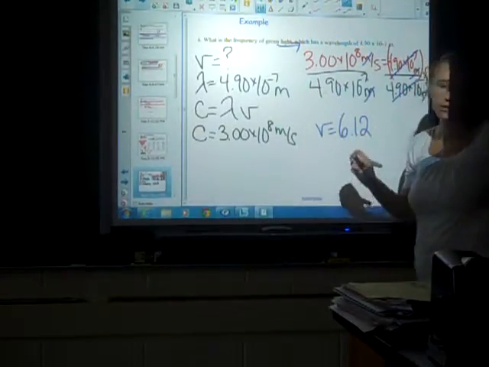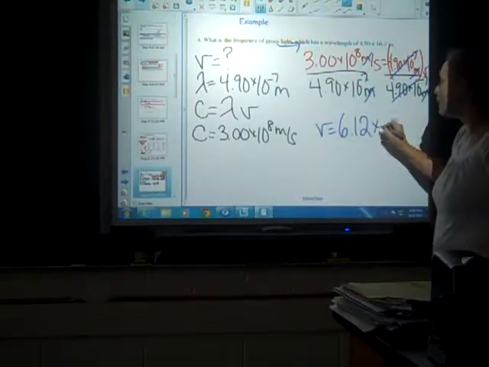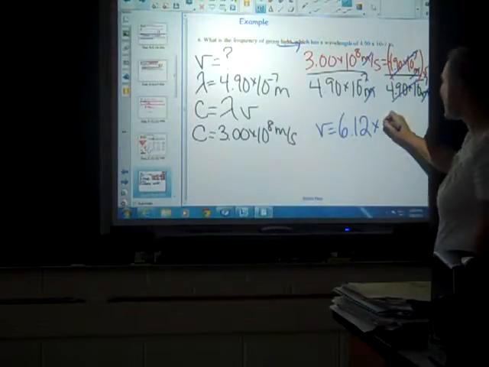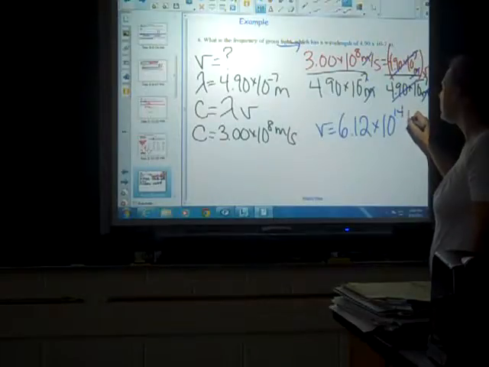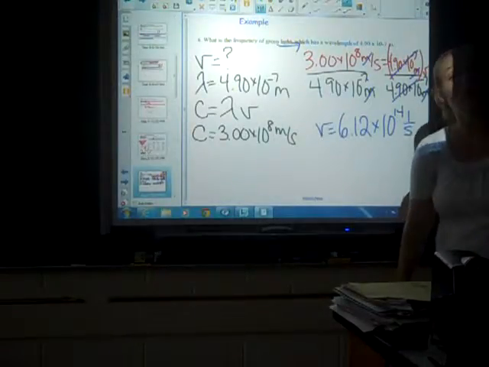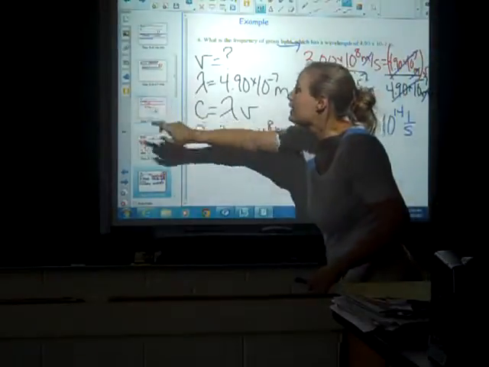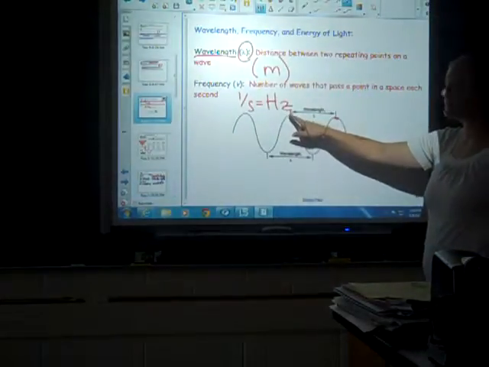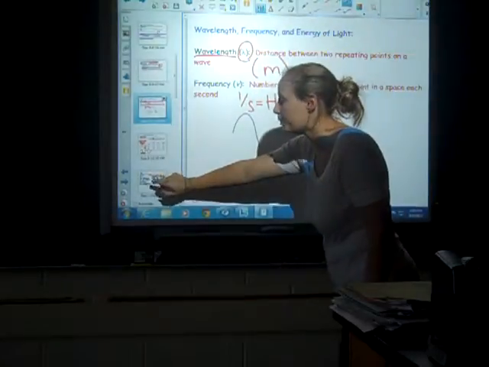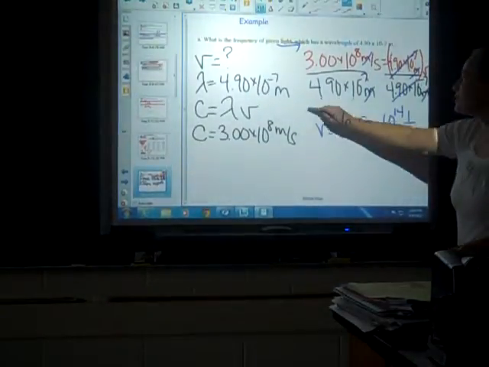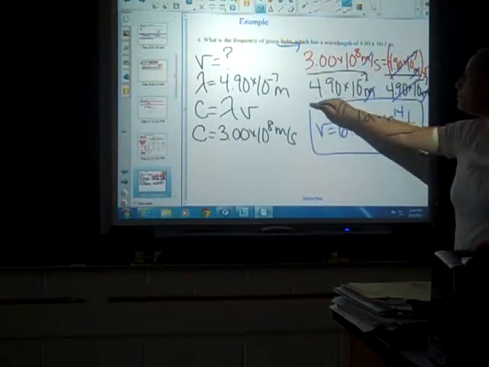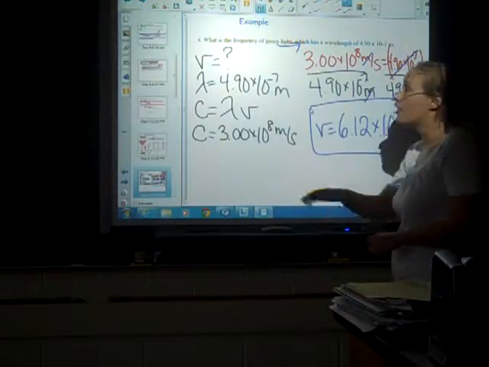So my answer has to have 3 sig figs, which I have right now, so it's 6.12 times 10 to the 14th inverse seconds, or hertz. Now if I went back to the previous slide, I would see that is the unit for frequency. So I'm in good shape with my calculation. Alright, so that's one example. Let's do a second one before we move on to our next formula.